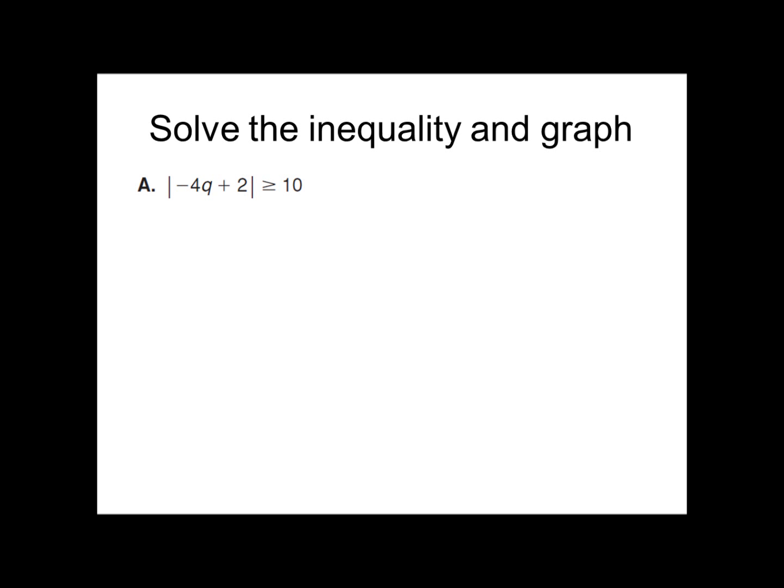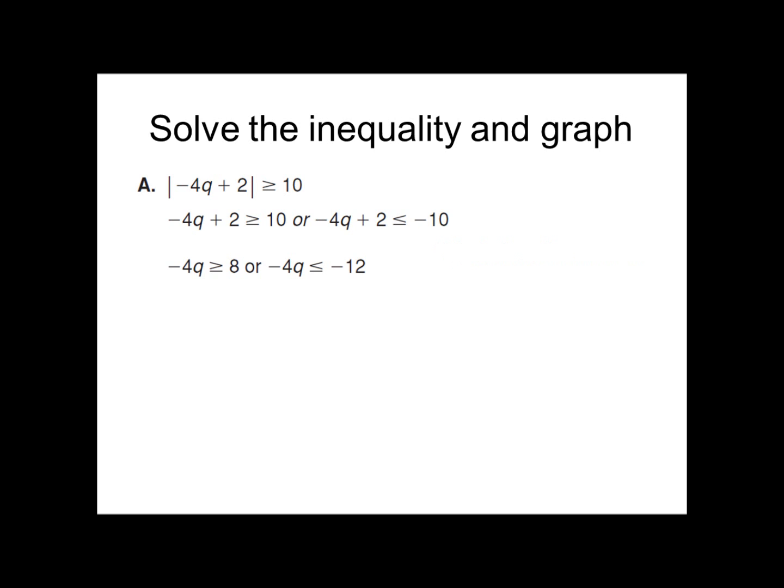Let's solve this absolute value inequality. The first thing we need to decide, is this going to be a conjunction or is it going to be a disjunction? Well, this one is going to be a disjunction because the absolute value is greater than 10. Now notice, and this is very important, that when you change it from a 10 to a negative 10, we flip the sign. Whenever you change the sign on the number, you flip the inequality.